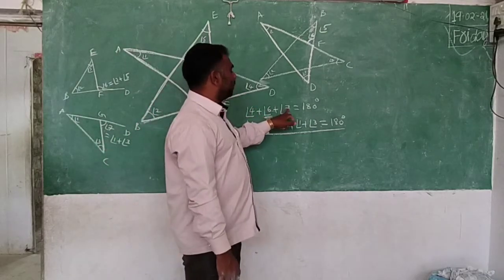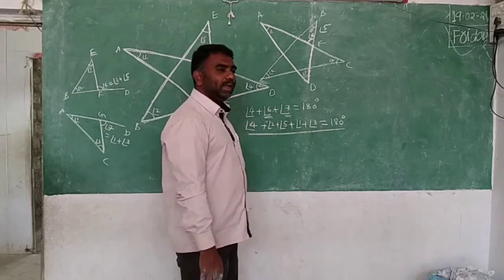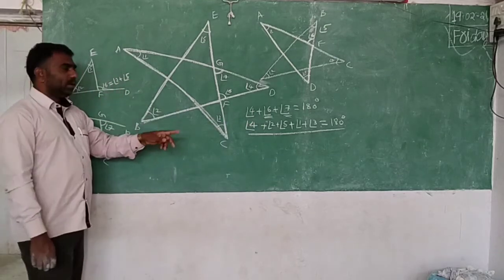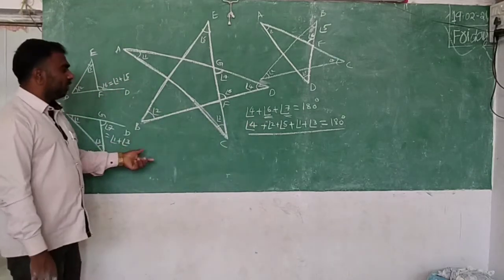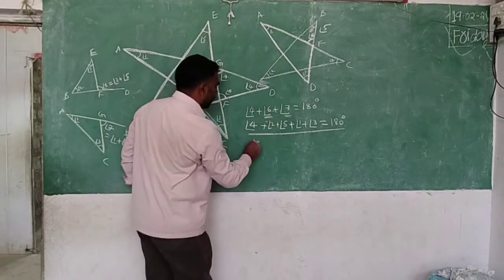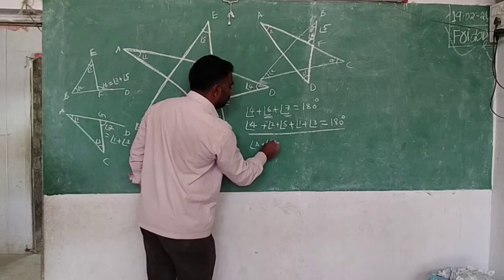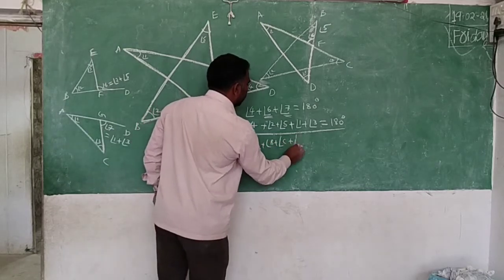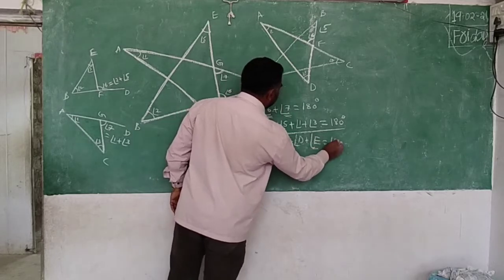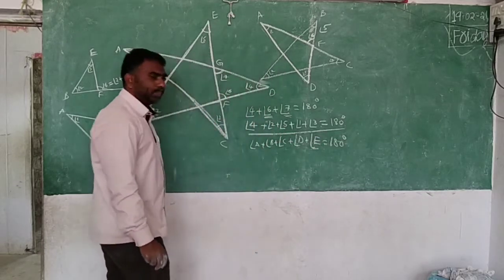Then what you have written: angle 4 plus angle 6 plus angle 7 is equal to 180. Instead of 6, you can write angle 2 plus angle 5. Instead of 7, you can write angle 1 plus angle 3. Finally, I found that angle A plus angle B plus angle C plus angle D plus angle E is equal to 180.